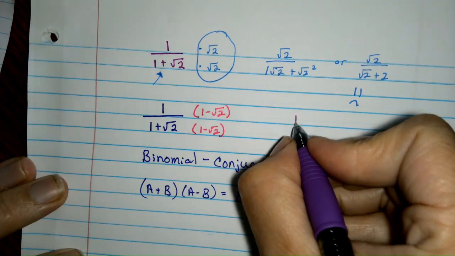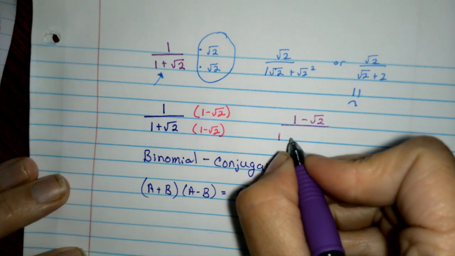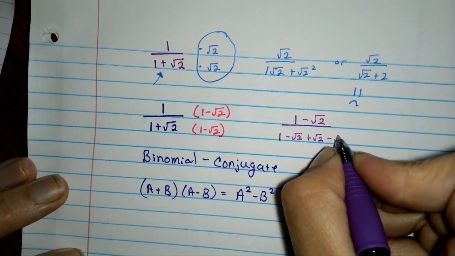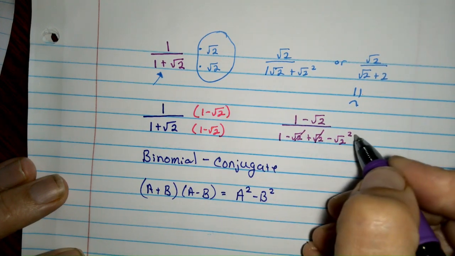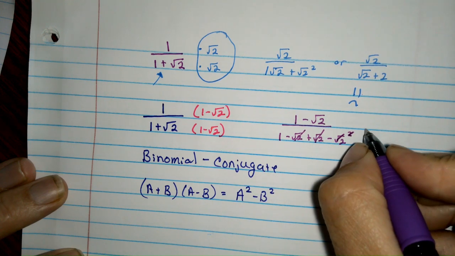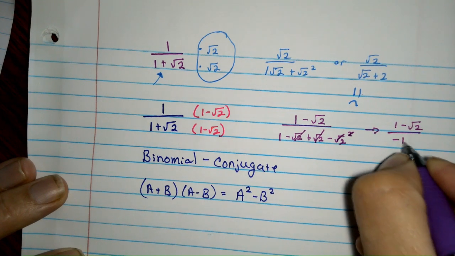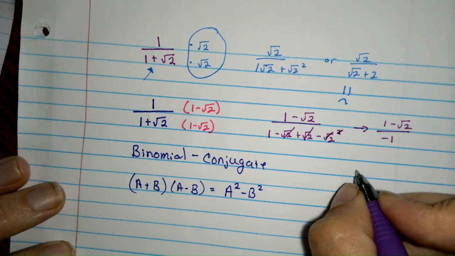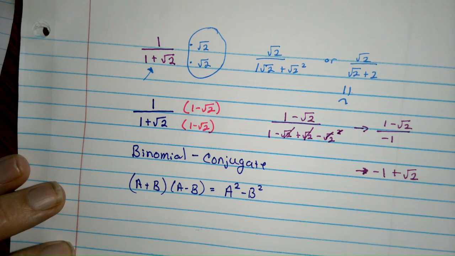So 1 times 1 is 1. In the denominator, we'll have 1 minus root 2 plus root 2 minus root 2 squared. And you'll notice these cancel out, and the square cancels the square root, so I just have 1 minus 2, which is negative 1. I do not like leaving a negative in the denominator, so this divides pretty easily. So it'll give me negative 1 plus the square root of 2.